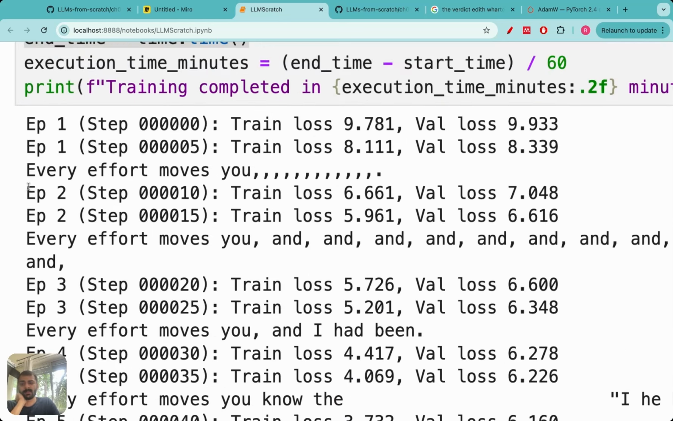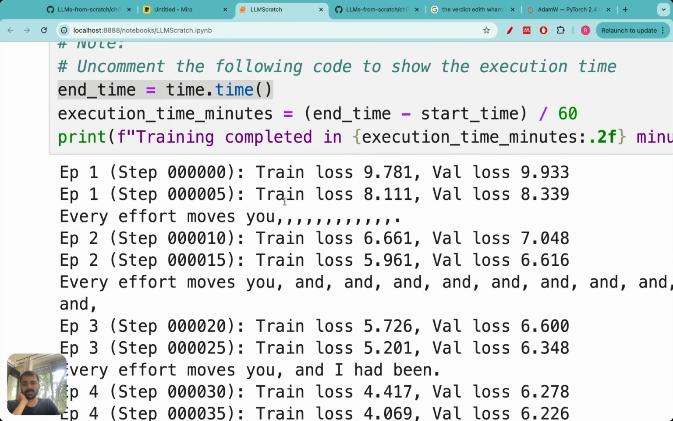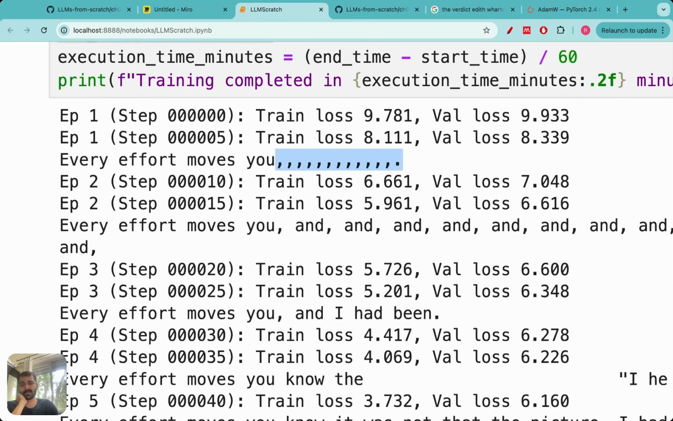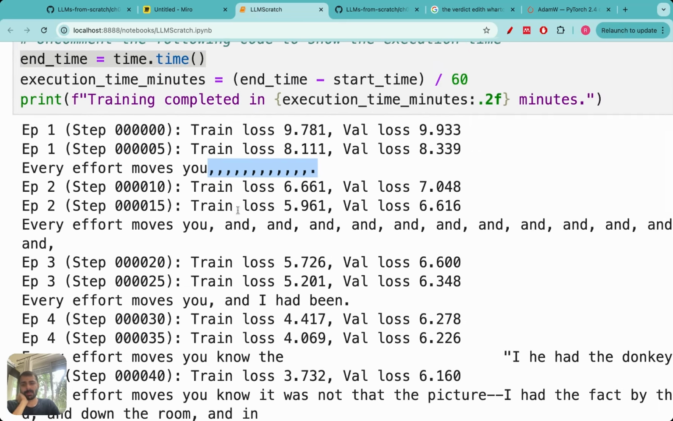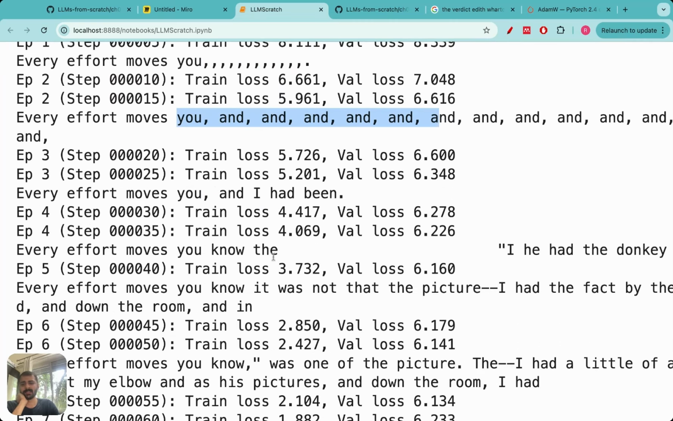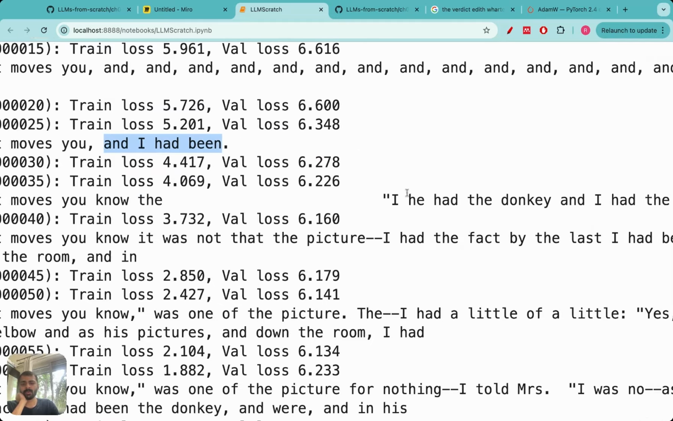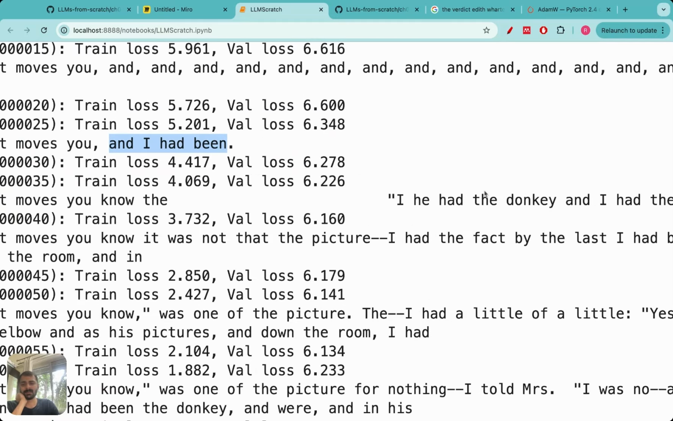So remember, we are printing the generated text after every epoch. We are printing out 50 tokens, and so after the first epoch the LLM is printing out comma, comma, comma, comma, comma. It has not understood anything. After the second epoch, the LLM is printing u, comma, and, still not understanding anything. After the third epoch, it printed and I had been. After the fourth epoch, it printed you know the I had the donkey and I had the.